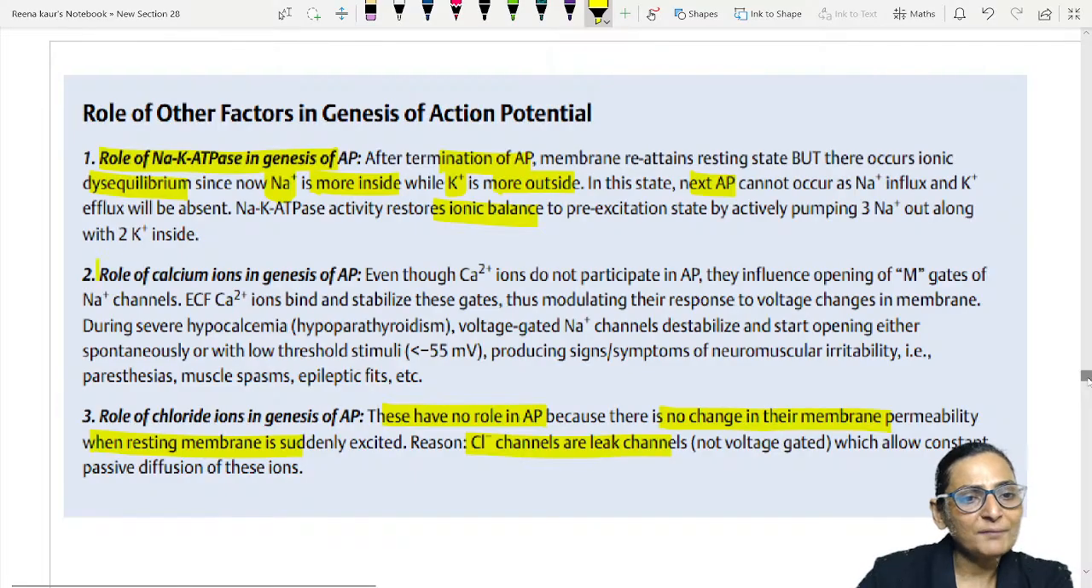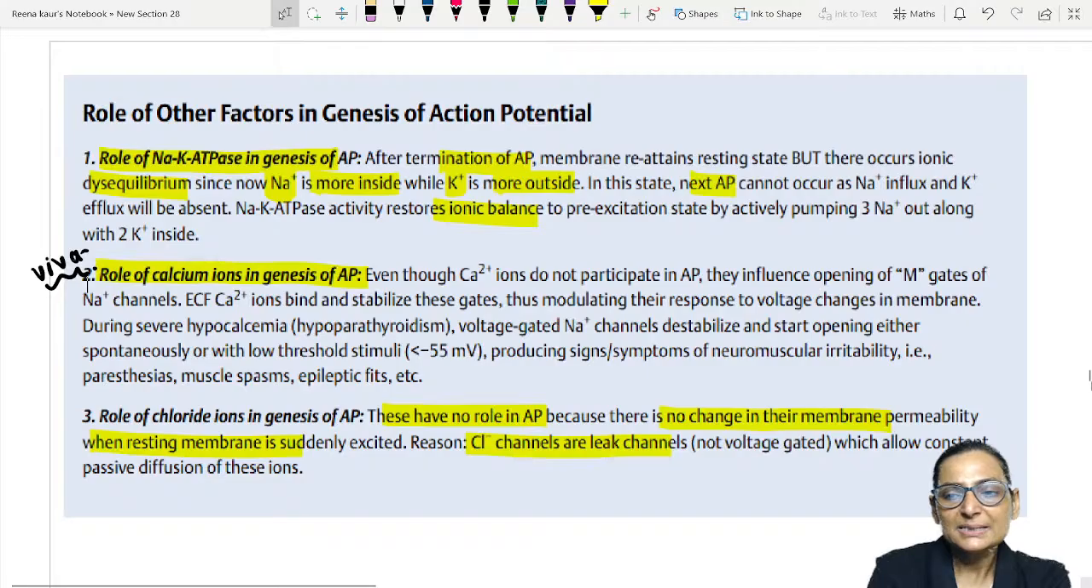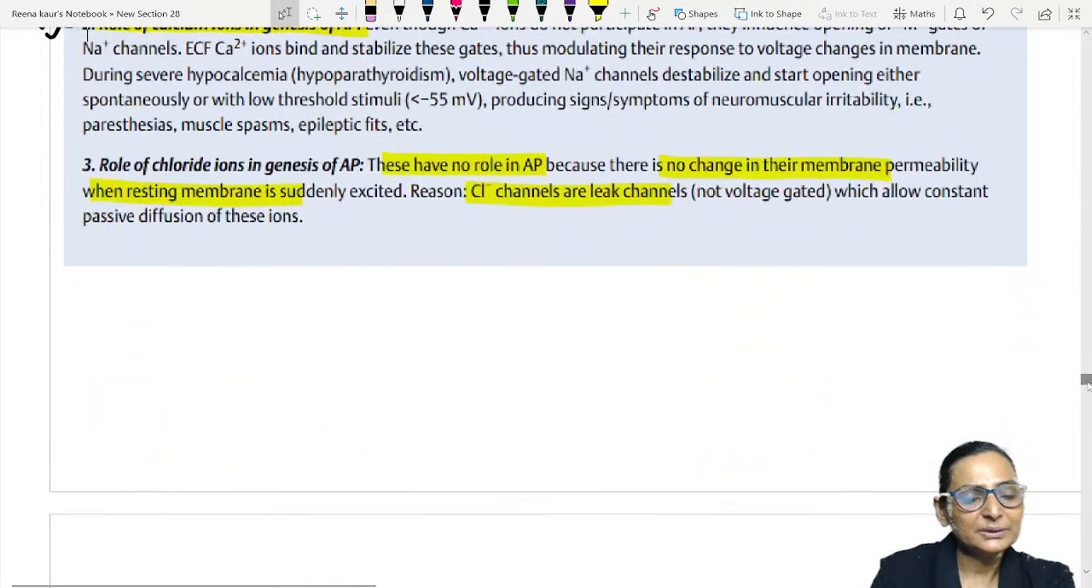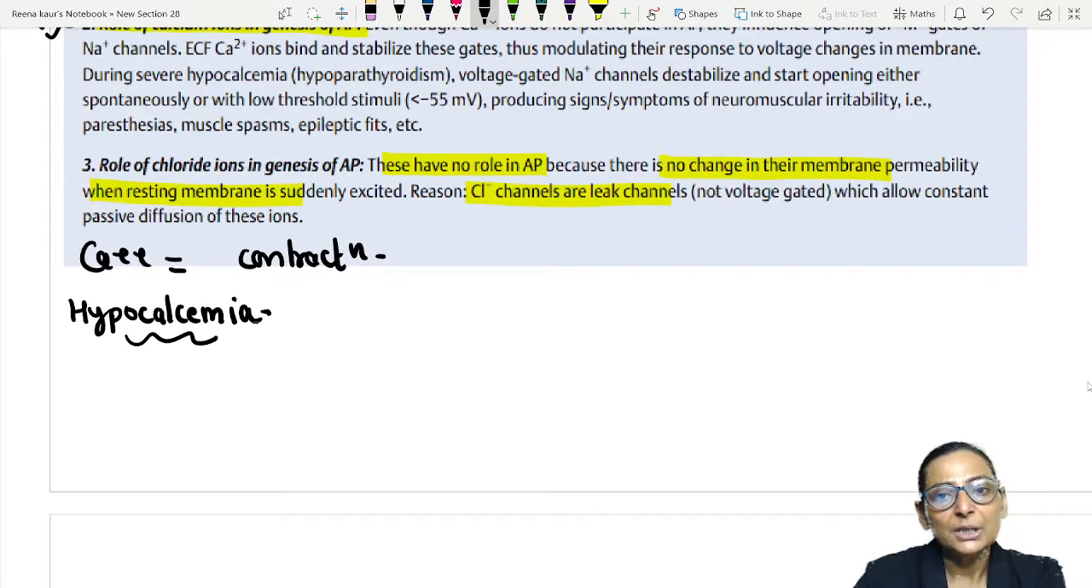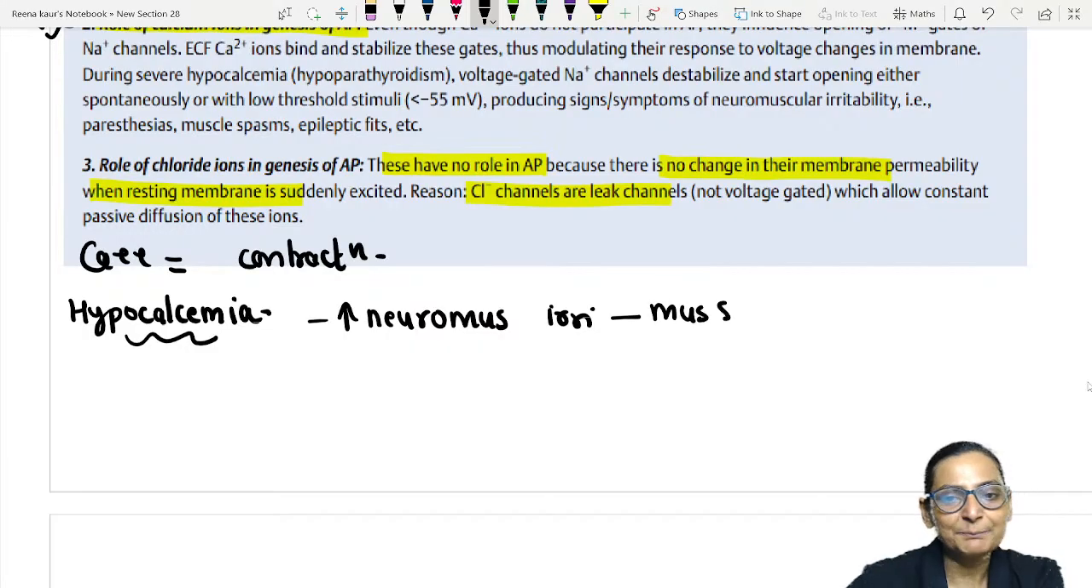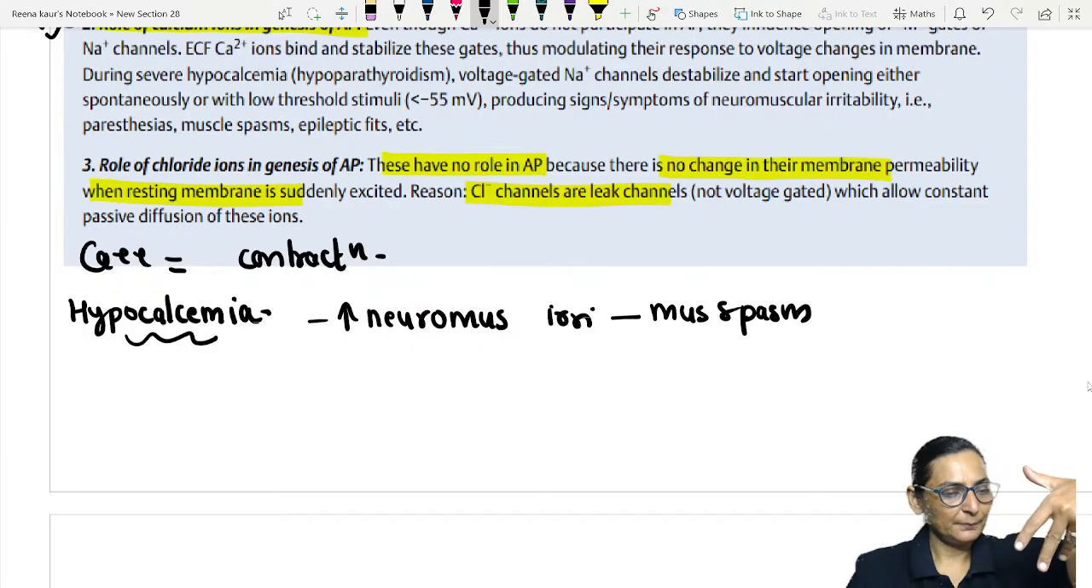Now, what is the role of calcium ions? This is very, very important, and this is also asked in your Viva. Very important. See, you know that the calcium ions are important for muscle contraction. But whenever there is hypocalcemia, okay, whenever there is hypocalcemia, again you see that there is increase in the neuromuscular irritability. That means you get muscle spasm. You will find carpopedal spasm with hypoparathyroidism.